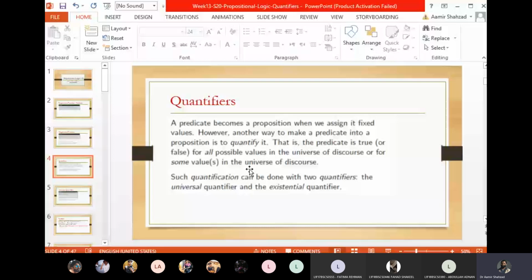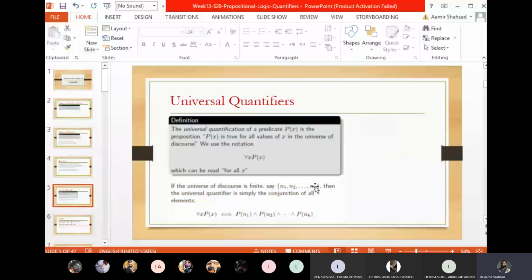So a predicate is true or false, depending upon in which context we are talking. It could be true or false for all possible values in the universe of discourse. Then it becomes a universal quantifier, कि तमाम के लिए ये true है. Or for some values in the universe of discourse. Some values means कि कोई value exist करती है जिसके लिए ये true है, so this becomes existential quantifier. So such quantification can be done with two quantifiers, universal quantifier and existential quantifier.